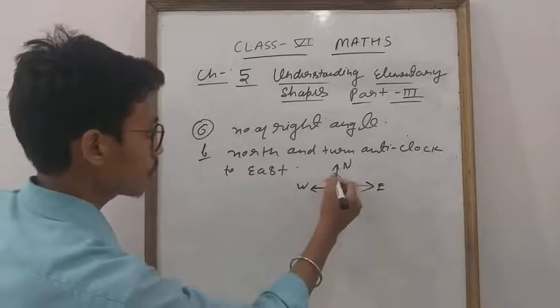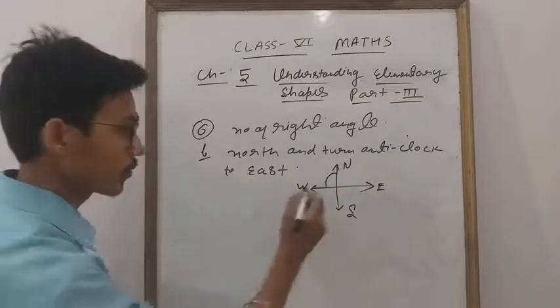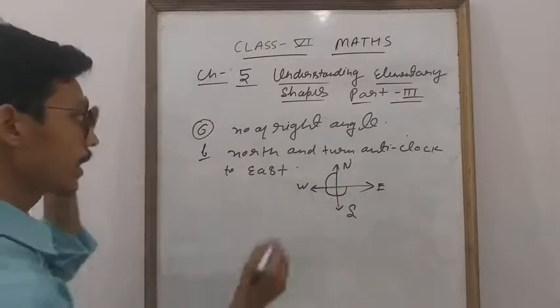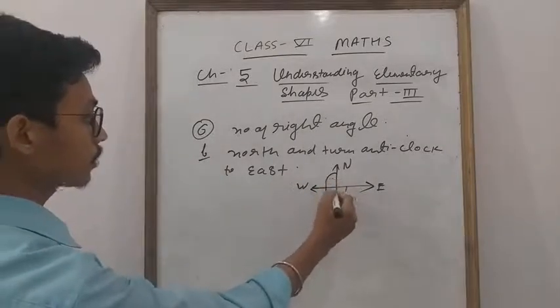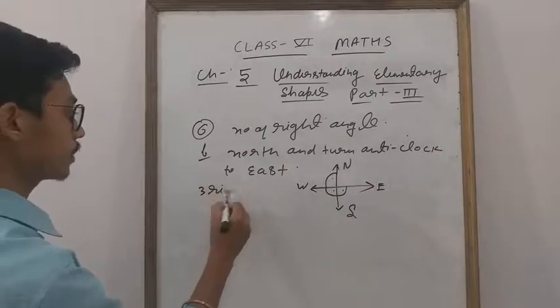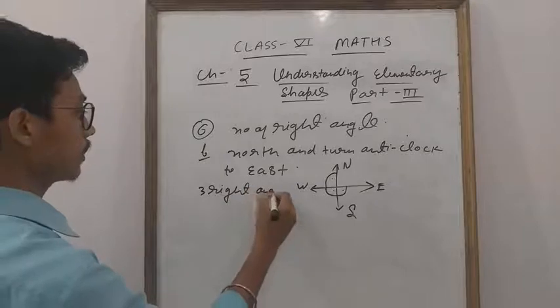So first we will go north to west. Okay. Then west to south. Then south to east. Means how many right angles, students? How many right angles? 1, 2, 3. That is, directly you can write down 3 right angles. Everyone clear?